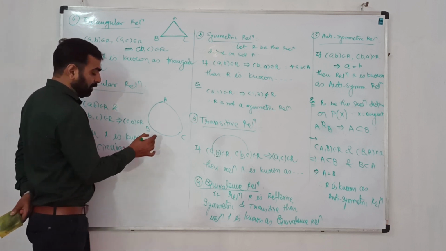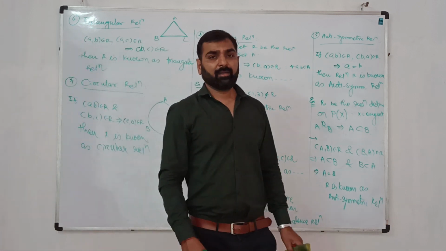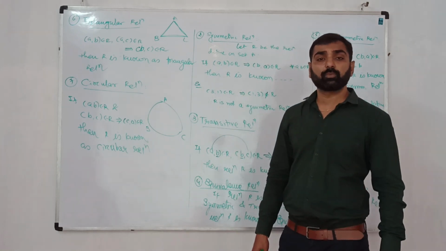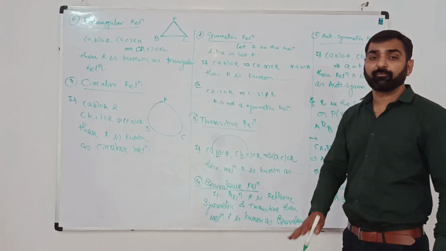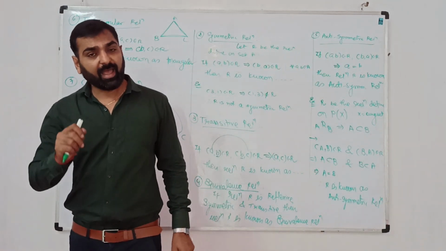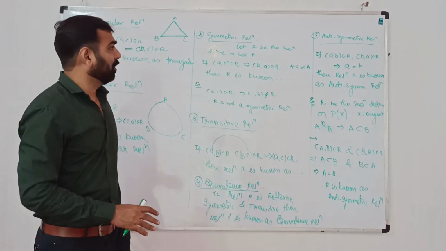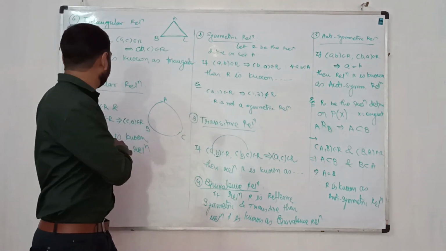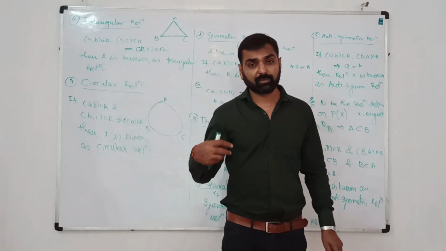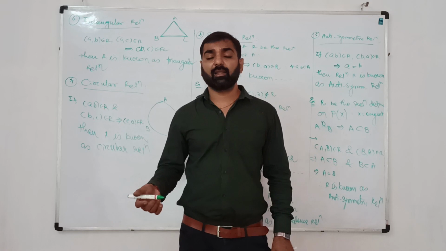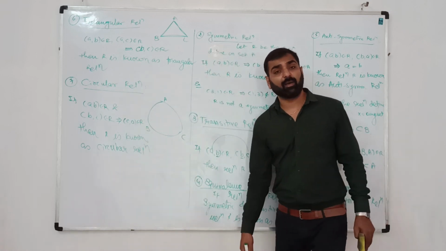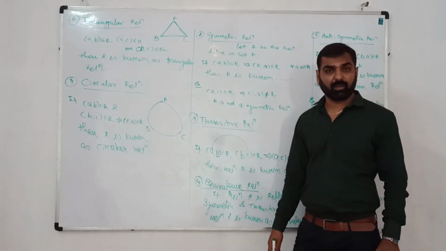But in the syllabus, particularly the CBSE textbook syllabus, we discuss only 4: reflexive, symmetric, transitive and equivalence. The anti-symmetric, triangular and circular are generally applicable in JEE and other level entrance exams. These are the basic fundamentals for the relation and types of relation.